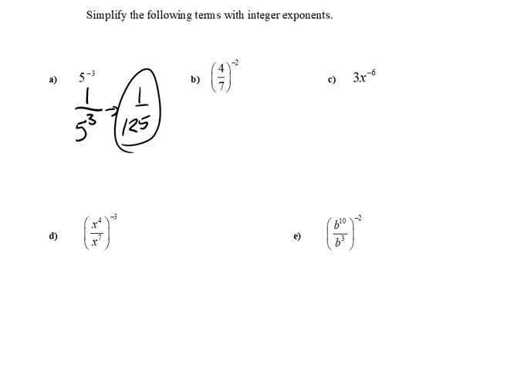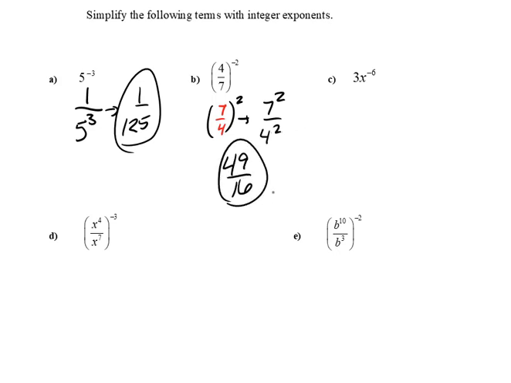For B, again, the negative exponent is a reciprocal factor. So what we can do is we could actually take the reciprocal first, 7 over 4. That would be the negative power, and then brings each to the second power. This is the same as 7 squared over 4 squared, which is the same as 49 over 16.